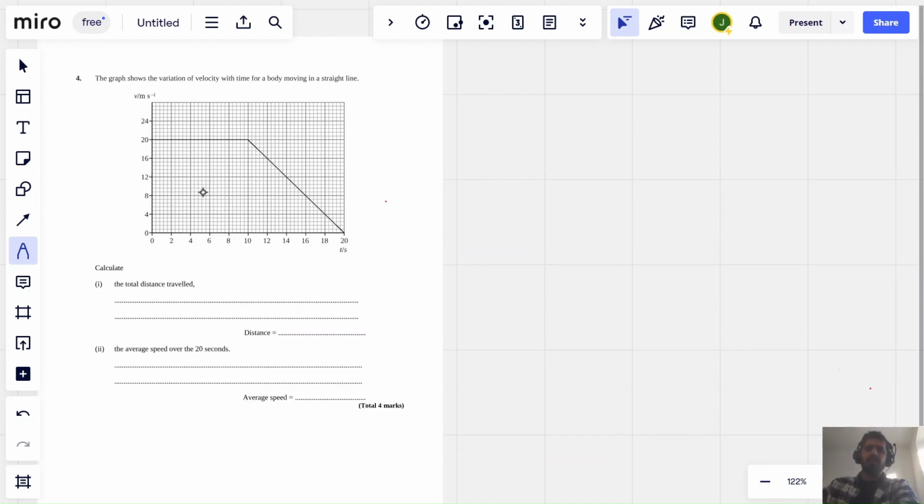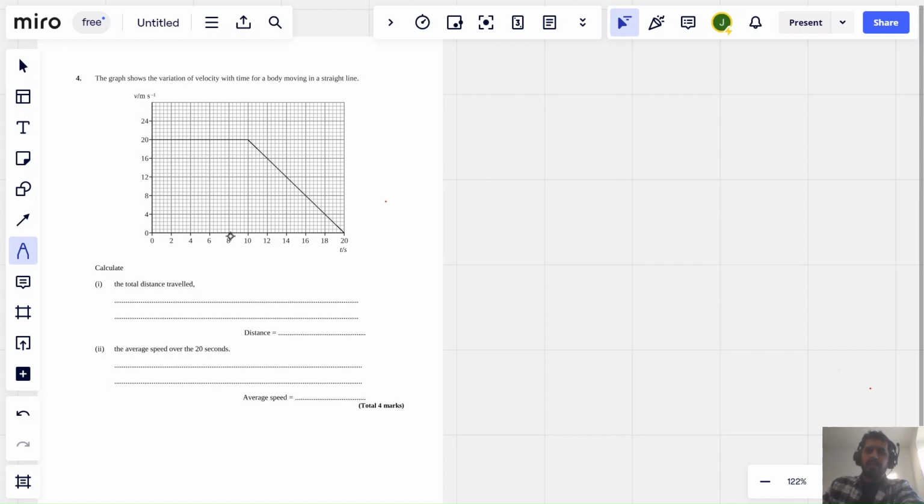Next up, we have: the graph shows the variation of velocity with time for a body moving in a straight line. Calculate the total distance traveled. Now, if you have watched the whole video from the start, this must be very easy for you. So you see, you are kind of gaining momentum, right? You're solving more and more questions, and the more questions you solve, the easier the next one is for you.